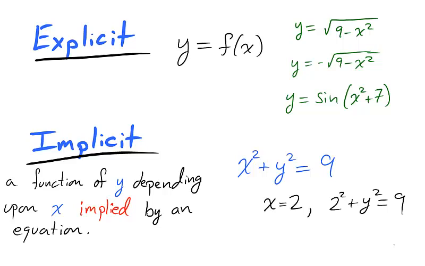For example, if in our circle equation we're told that x is equal to 2, the y value is then implied by the equation 2 squared plus y squared equals 9. Subtracting 4 from both sides, we find y squared equals 5. So when x is equal to 2, y is found by the equation y squared equals 5. And as we know, there's two values which will give us that. y is equal to positive square root of 5, and y is equal to negative square root of 5. It is not clear from the equation which one is needed for our function.